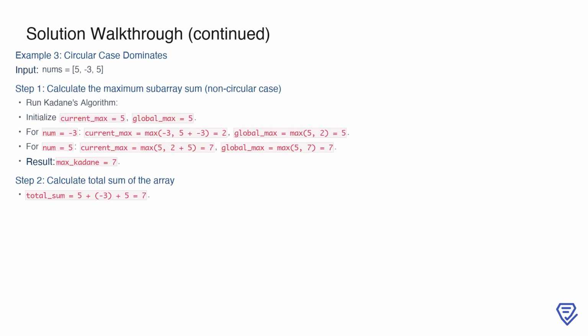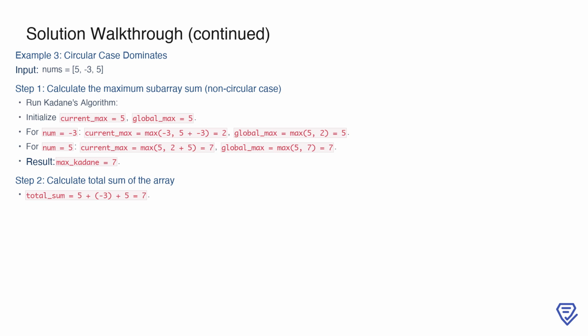Now, let's analyze a case where the circular sum dominates. The input is nums equals 5, minus 3, 5. First, we determine the maximum subarray sum for the non-circular case using Kadane's algorithm. We initialize current_max and global_max to 5. For minus 3, current_max becomes 2, while global_max remains 5. For the final 5, current_max updates to 7, and global_max also updates to 7.